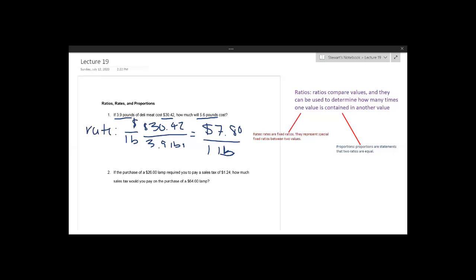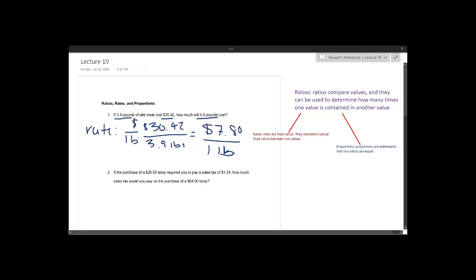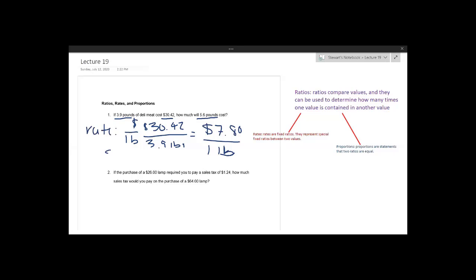And then what you do to find the total, or what they would do to find the total, is take that rate that they found in dollars per pound, and multiply it by the number of pounds that that particular object weighs. So in this case, we have 5.6 pounds. So we're going to multiply 5.6 pounds by our rate of $7.80 per pound.